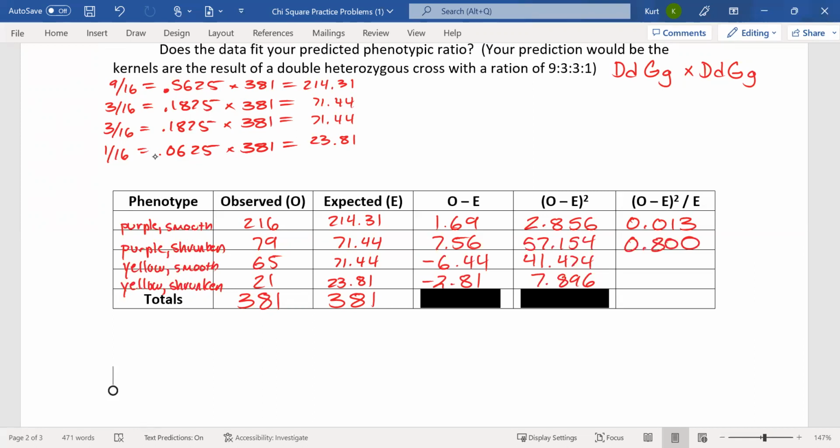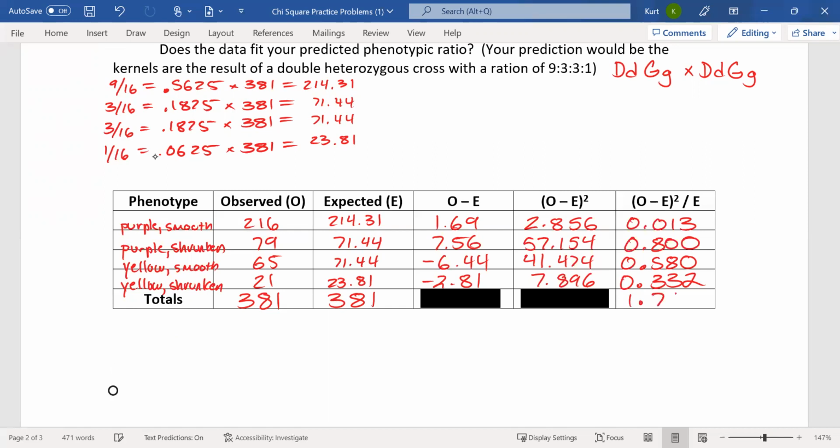41.474 divided by 71.44. And 7.896 divided by 23.81. And you have to do the sum of all that. Remember yesterday I showed you sigma. Sigma means summation. What is the summation of those four numbers?